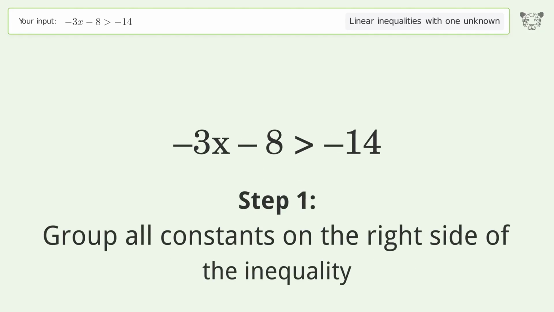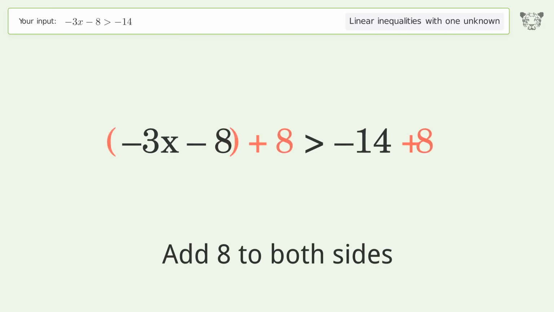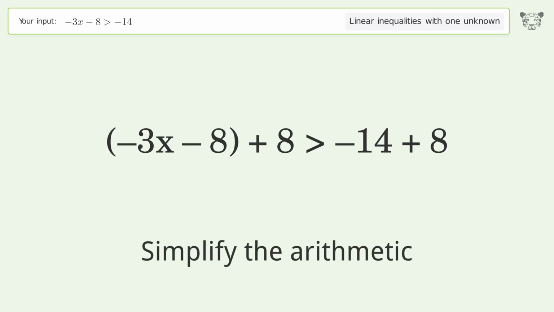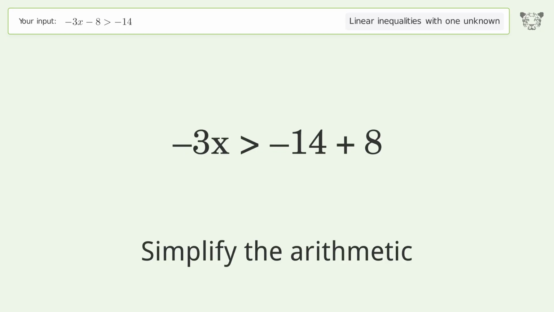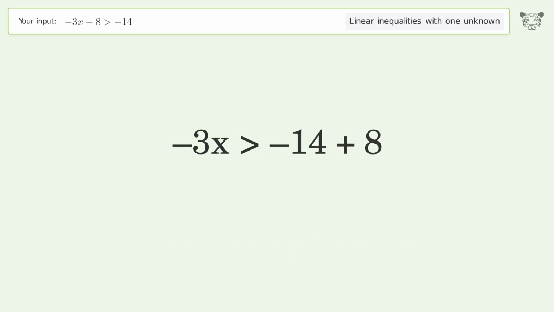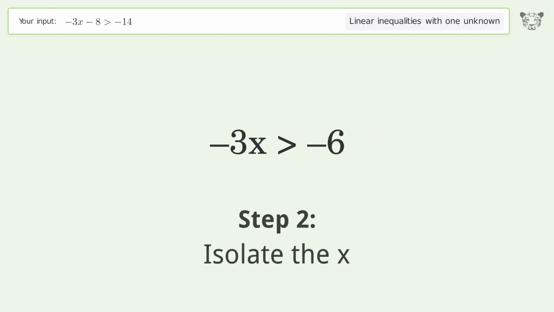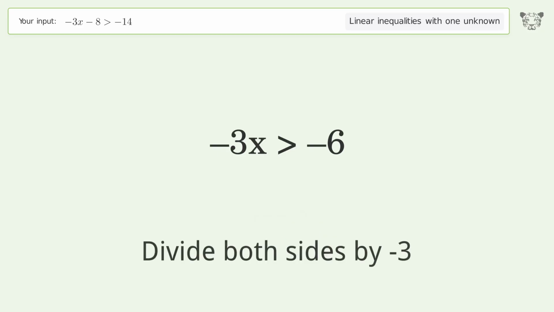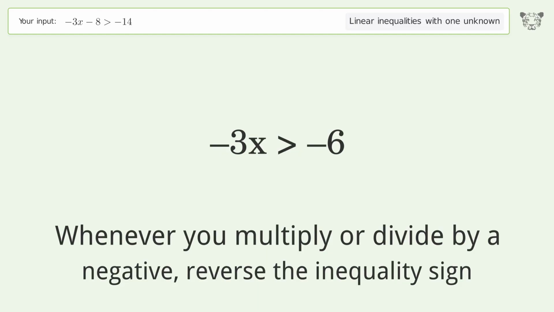Group all constants on the right side of the inequality. Add 8 to both sides. Simplify the arithmetic. Isolate the x. Divide both sides by -3. Whenever you multiply or divide by a negative, reverse the inequality sign.